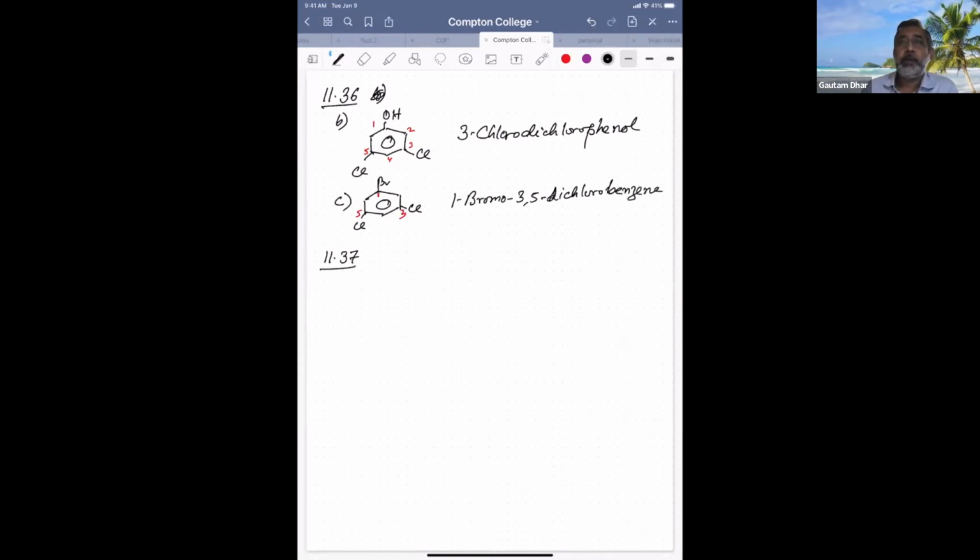So this is now the opposite, okay, 11.37. So look at 11.37, toluene we know. So that's kind of easy. Do the next one. B, which is 1,3-dichlorobenzene. And then we have C, which is polyethyl toluene.